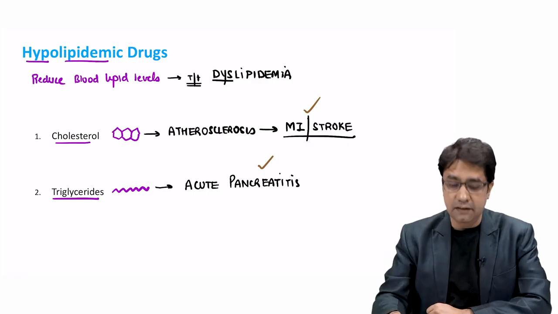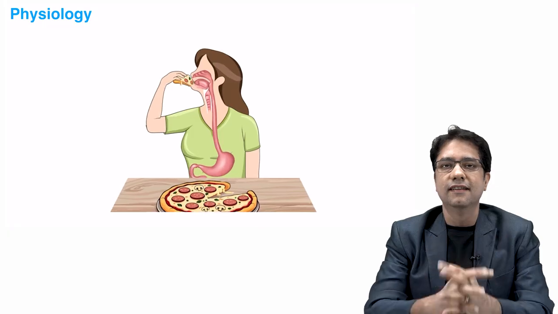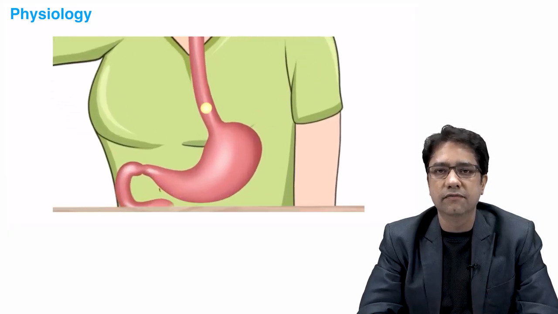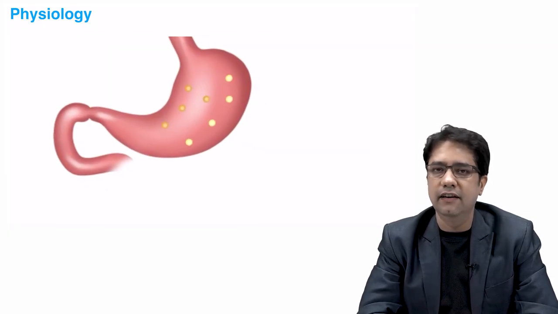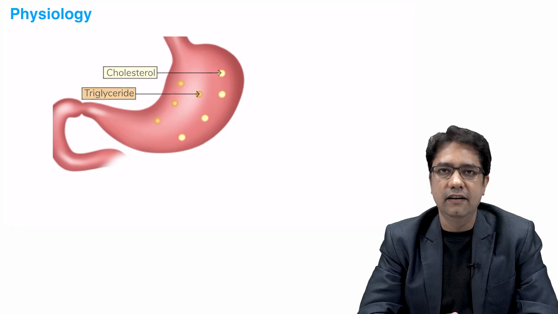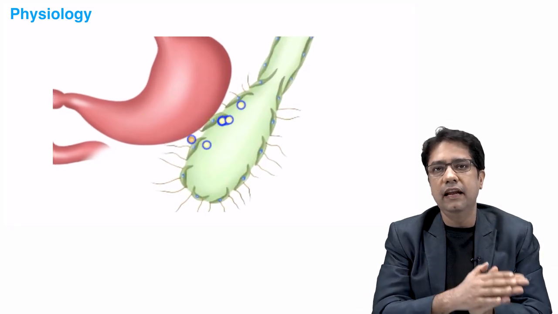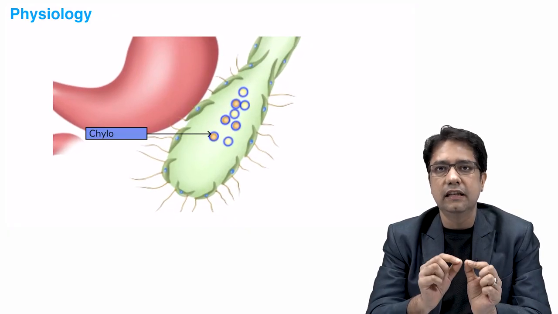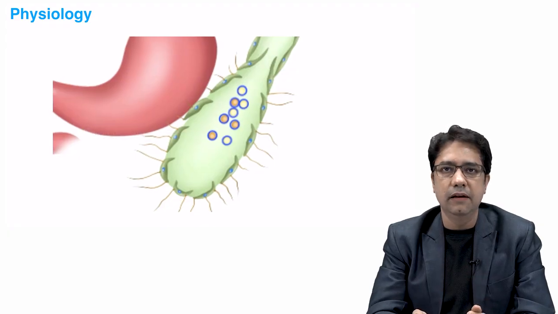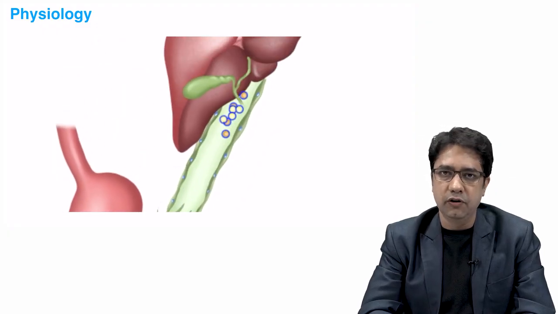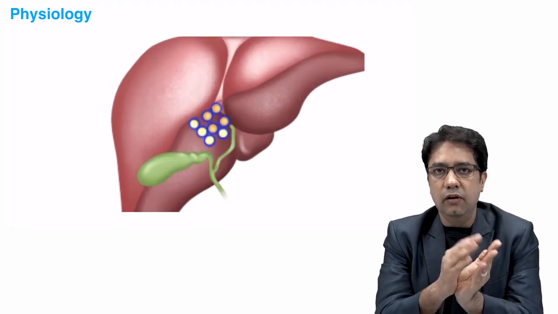Now, before starting with the drugs, let's learn this in a more interactive way. Just imagine you have eaten a cheese burst pizza which contains a lot of triglyceride and cholesterol. They will come to your stomach, then from the stomach and intestine, they will enter into lymph. And in lymph, these lipids are transported with the help of chylomicrons. The chylomicrons will transport these lipids through lymph to the liver.